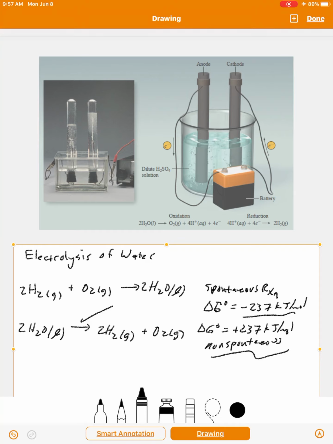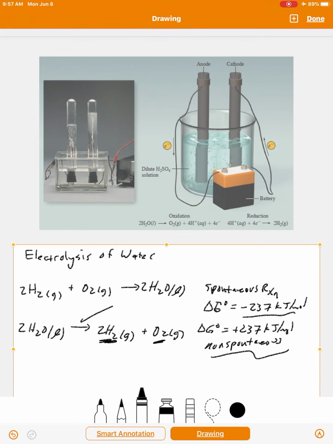If you think about the gases we're talking about, we have twice as much hydrogen as we have oxygen. So in the image up above, you can see that the one on the left has twice as much volume. That's the hydrogen being produced on the left. And then on the right, there's half as much volume. That's the oxygen being produced over there. Okay. It's interesting.